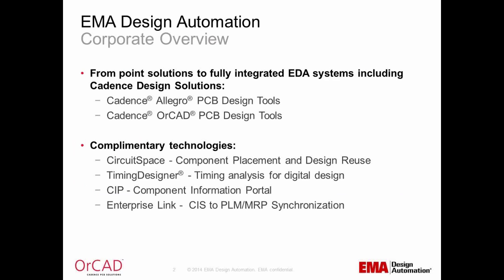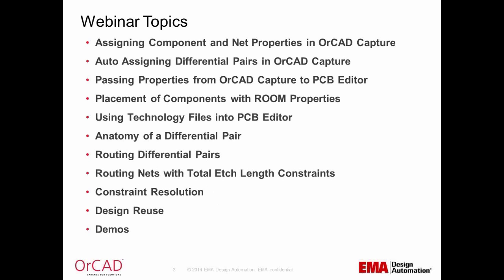The focus of today's webinar is to show how properties entered in OrCAD Capture may be passed to PCB Editor, where they will be used to assist with placement, create net classes and differential pairs, instruct the auto router, or become constraint overrides. We will also cover the reuse of constraints through the use of technology files, the routing of differential pairs and nets with total etch length properties, and design reuse.